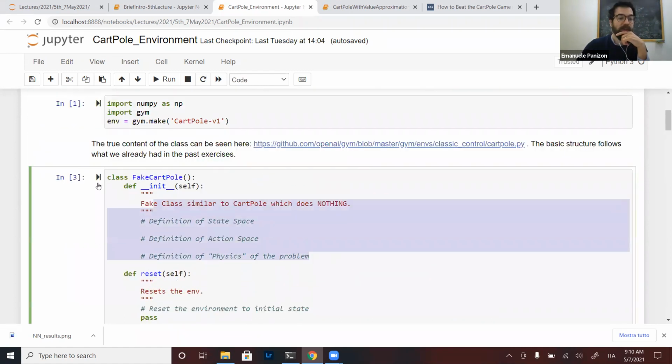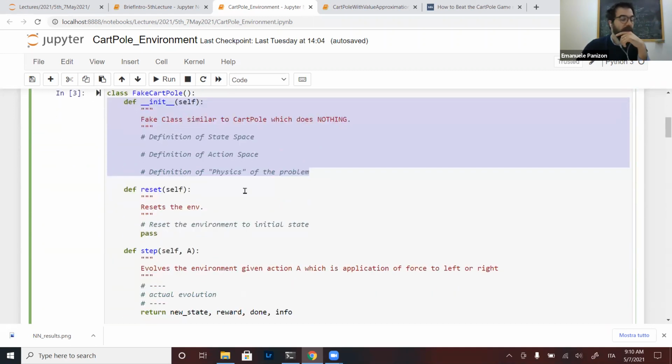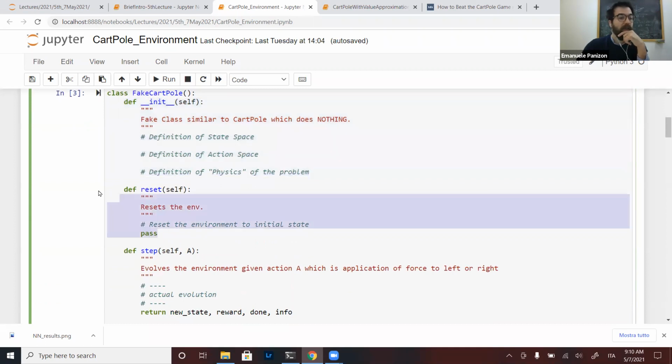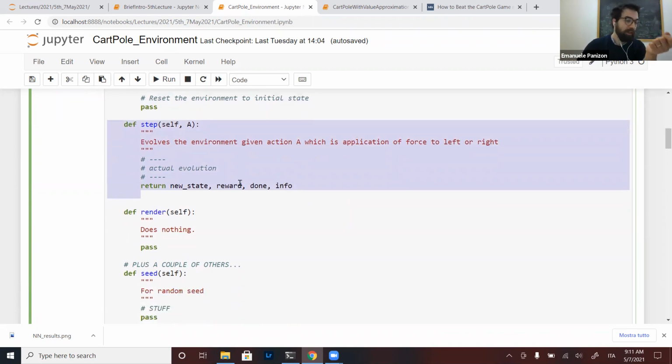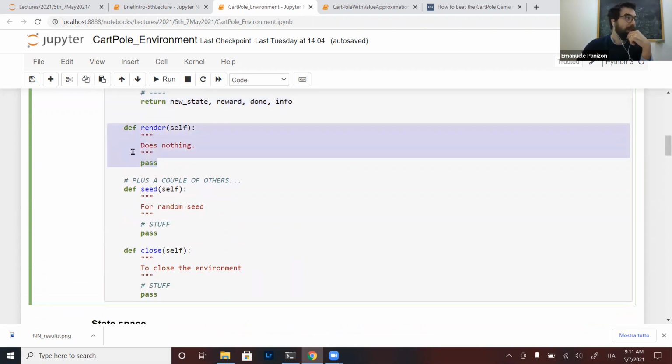but you always have an init in which the proper physical world is defined, so gravity, length of the pole, parameters of the dynamics. Then you have reset, as we have always seen. It's something which says, okay, start from scratch. Then you have a step function in which you give an action and it provides a new state given that action and the current state. Then we have a render, which unfortunately I will show you does not work on my computer. So this was just to give an image of it.